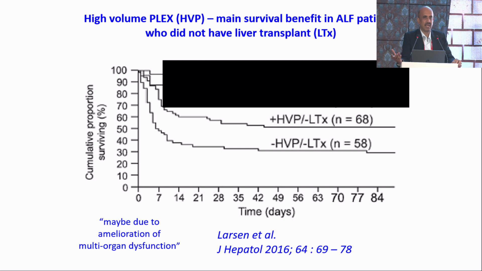So this was the landmark study from Europe where high volume plasma exchange was evaluated in a randomized control trial over an 18-year time frame in patients with acute liver failure. And they could show that there was a 10% increase in survival in patients who could not undergo a liver transplant. So that was the group where the maximum improvement was noted.